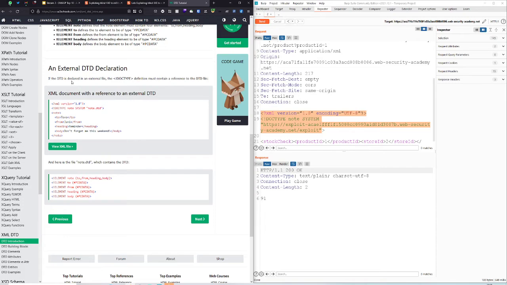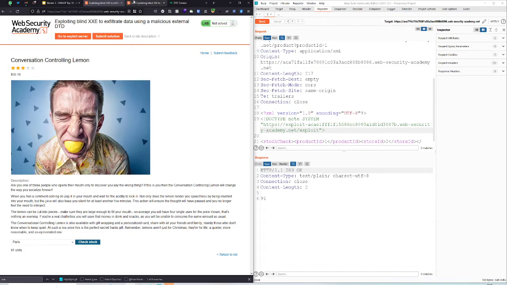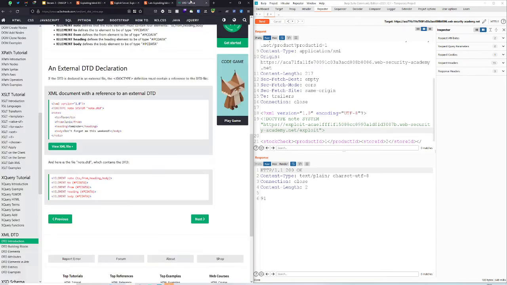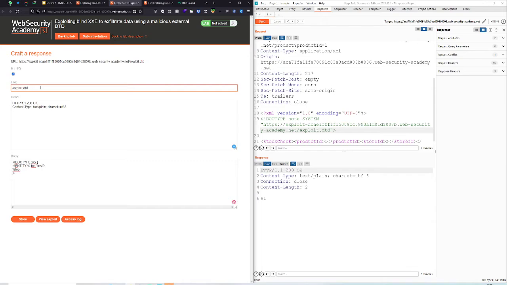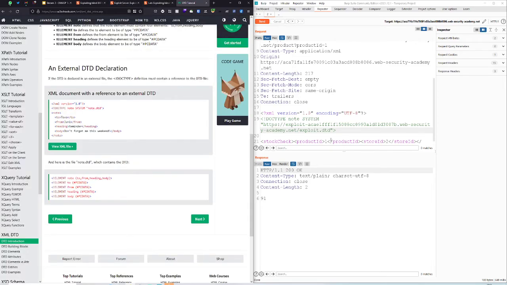So that's fine. If the DTD declared is in an external file, the doctype definition must contain the reference to the DTD file. Right. So let's say slash exploit was, where am I? I've lost it. So slash exploit is our DTD, which is fine. I can call it .dtd if you need to, unless I'm doing this in a completely wrong way, which is very possible. Let's call it DTD, whatever. And then we store. And then we, oh, okay. Right, I see.